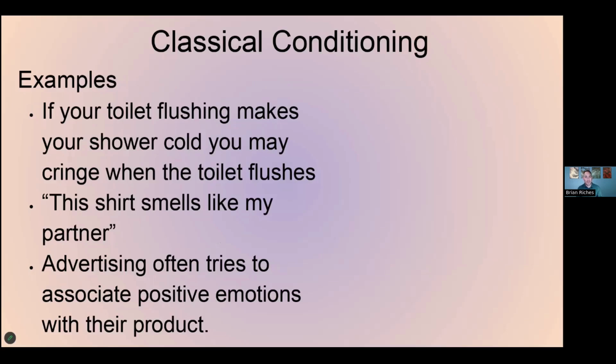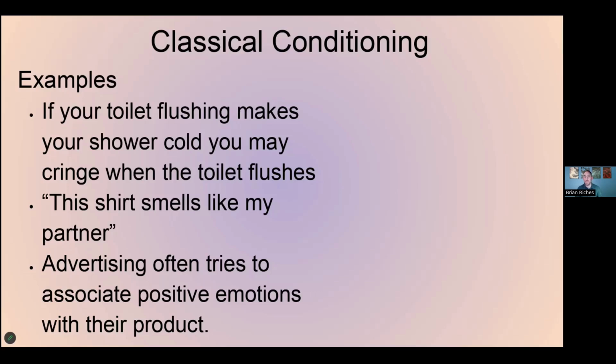Here's another couple examples. I lived in a house that had pretty old and pretty bad plumbing, and so anytime you were in the shower, the toilet flushing or even someone running water in another part of the house would make the shower freeze or burn. So I learned an association to cringe basically anytime I heard a toilet flushing. So that is an example of an association. I have been classically conditioned for that.